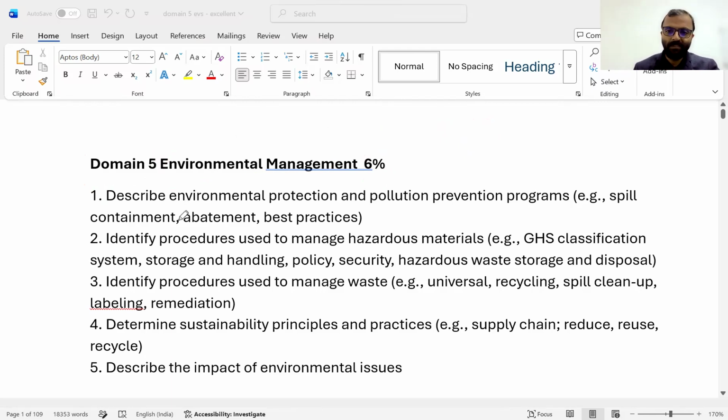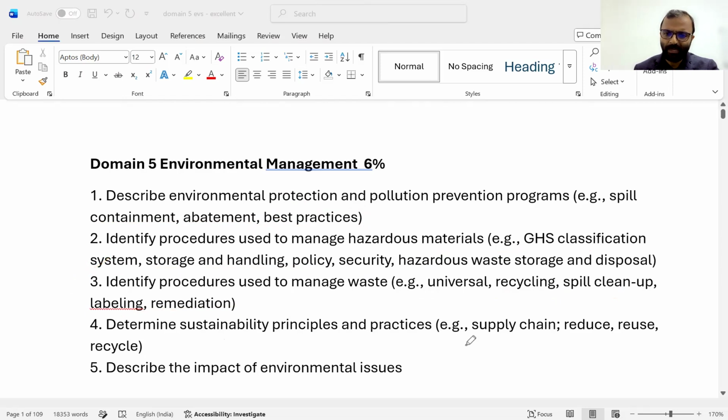Okay, let us see the syllabus. Describe environmental protection and pollution prevention programs. Spill prevention we are covering. SPCC we are covering. Abatement best practices we are covering. Identify procedures used to manage hazardous materials: GHS classification, storage, handling policy, security, hazardous waste, all those things we are covering. GHS systems, disposal, identify procedures used to manage universal recycling, spill cleanup, labeling and remediation. Questions are coming.